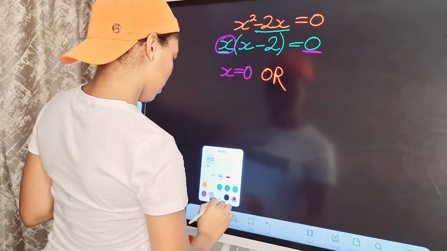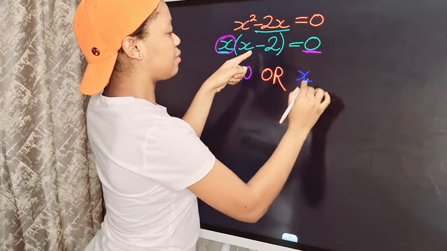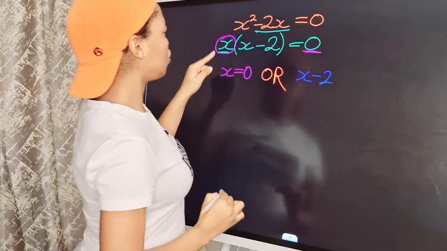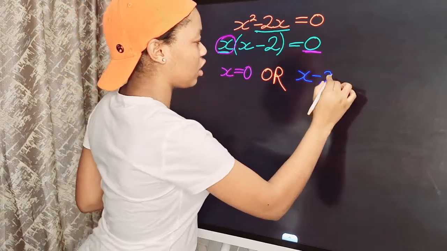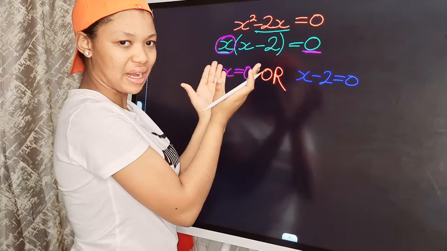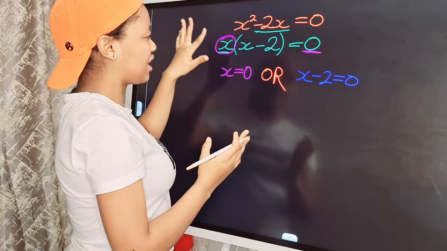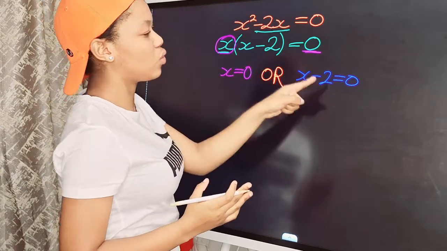Then another one we can say x minus 2, in brackets, x minus 2 again. So we said x is equal to 0 or x minus 2 is equal to 0. The x and minus 2 we put together because they're in the same brackets. This one is outside of the brackets, alone. So x equals 0, then we say or x minus 2 equals 0.